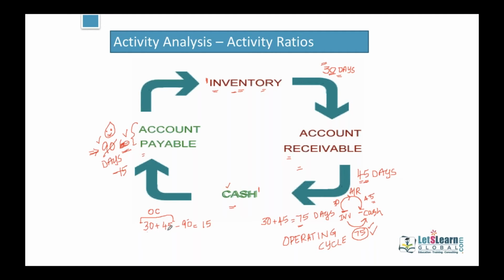Say 75 days you received cash in, and you still have 90 days credit time here, and still you have 15 days time to pay him back. So it is minus 15. This is called cash conversion cycle. Cash conversion cycle.